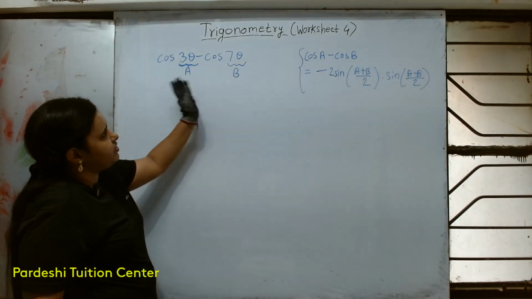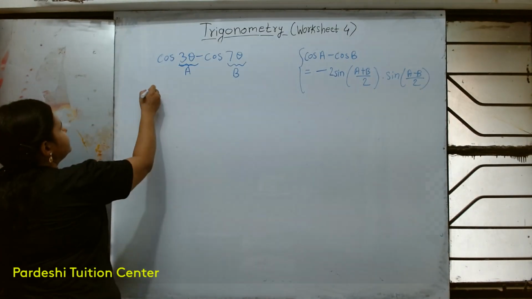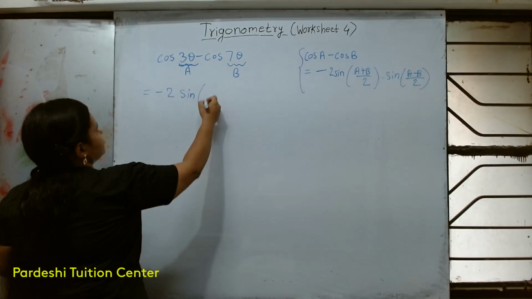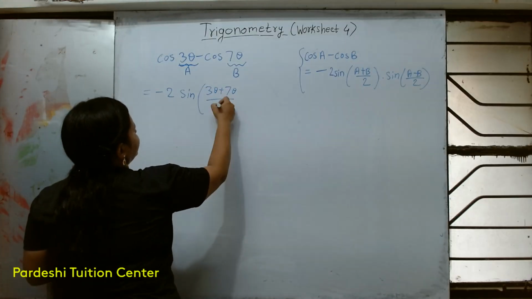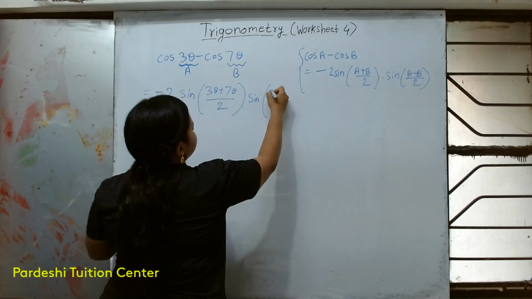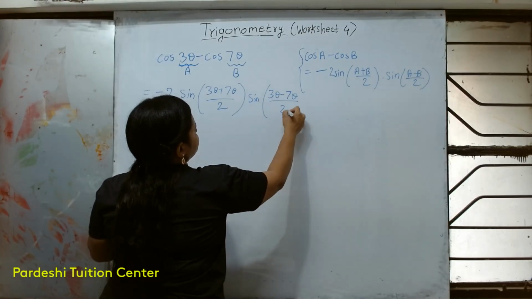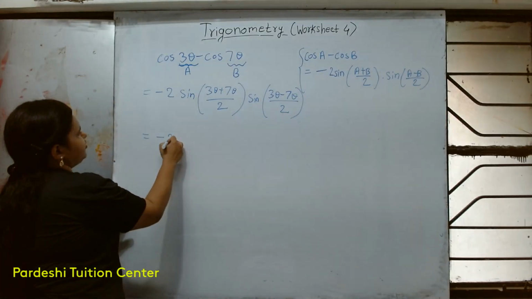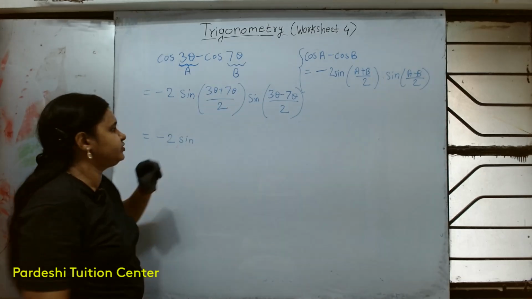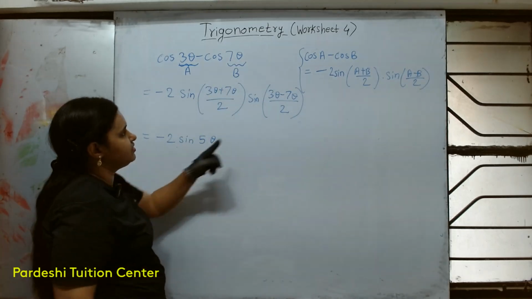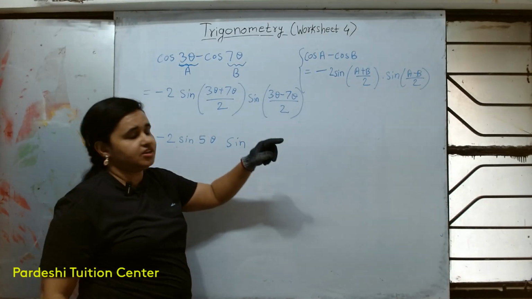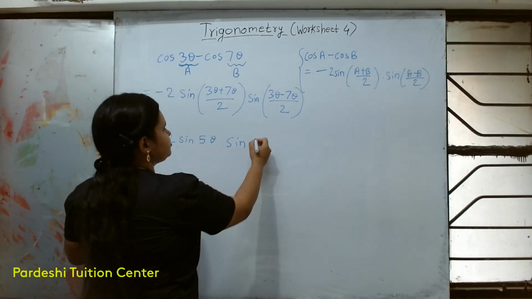Okay, if I apply that formula, it will be minus 2 sin of, here A is 3 theta, B is 7 theta, so it will be (3 theta plus 7 theta) by 2. Again sin of (A minus B) by 2, so it will be (3 theta minus 7 theta) by 2. Okay. So it will be minus 2 sin of, 3 theta plus 7 theta is 10 theta, 10 theta by 2 will be 5 theta. So it will be minus 2 sin of 5 theta. Now 3 theta minus 7 theta will be minus 4 theta. Minus 4 theta by 2 will be minus 2 theta.